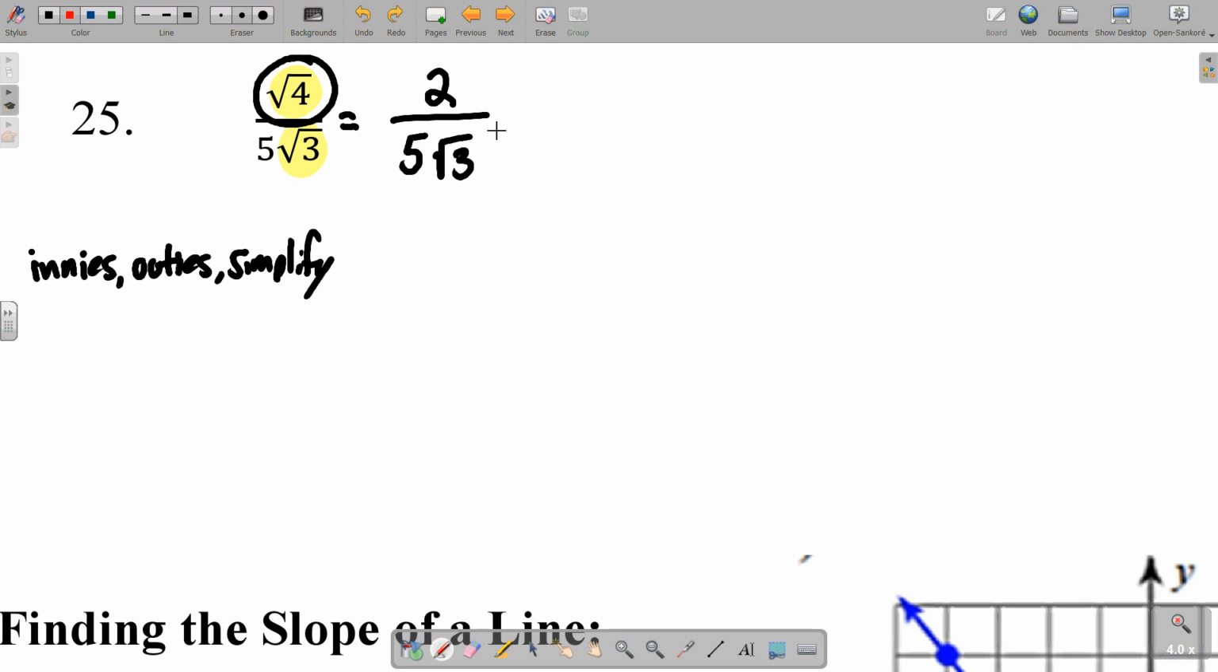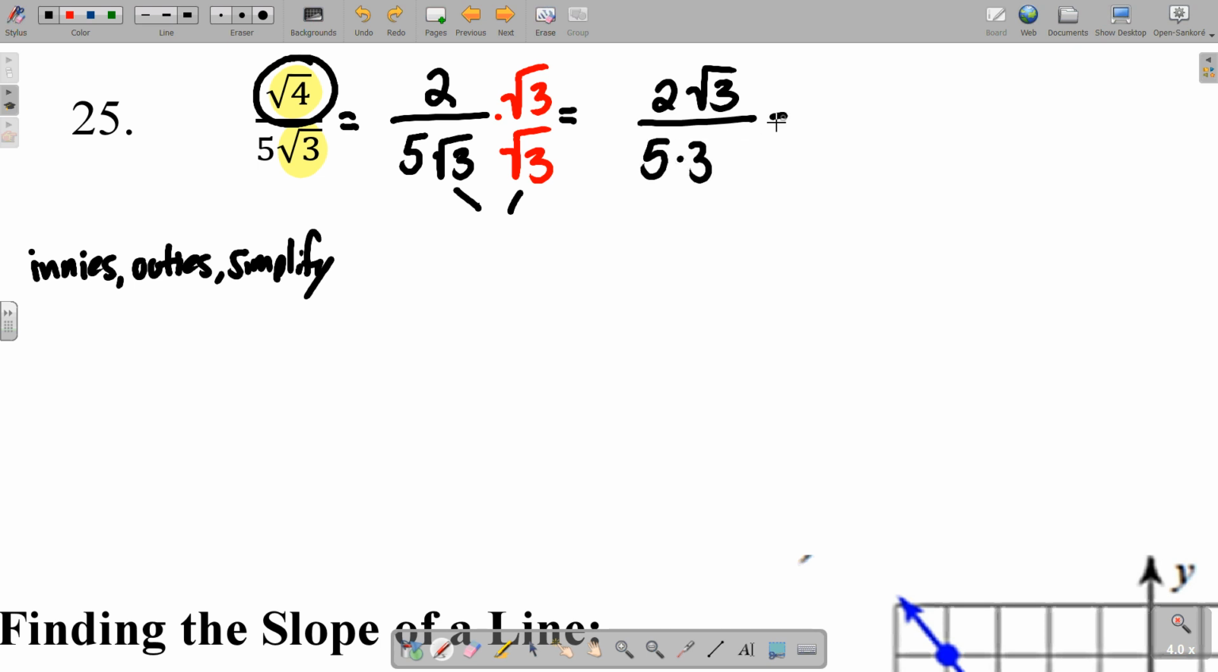We're going to multiply top and bottom by root 3. Any radical times itself is just the number on the inside. So this is the complete and final answer.